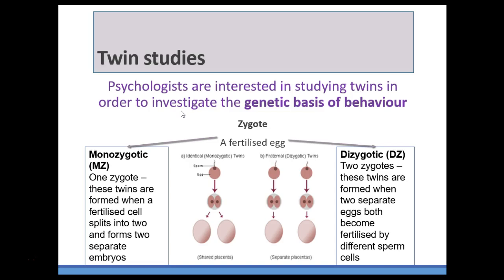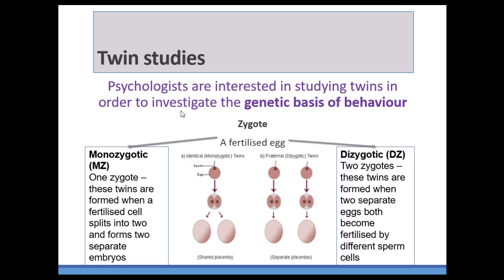This is when 2 separate eggs are fertilized at the same time in the womb, and 2 babies grow together and you get 2 separate placentas. These are non-identical twins. So this is when you get twins who are a boy and a girl. It can be a girl and a girl or a boy and a boy, but they are not identical. So that's the key difference.